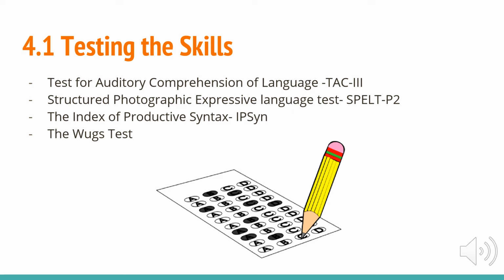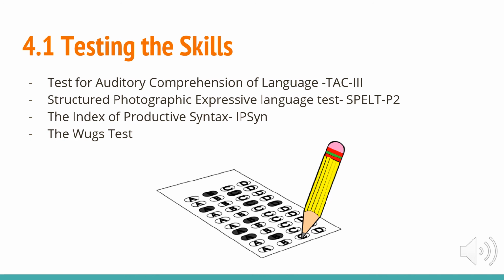The next test was the Index of Productive Syntax. This measured expressive, morphological, and syntactical skills. The score is calculated through 100 utterances from a child's speech. This will help see where the child is in speaking noun phrases, verb phrases, questions, negations, and sentence structure. From this test, you can also determine the MLU, mean length of utterance.